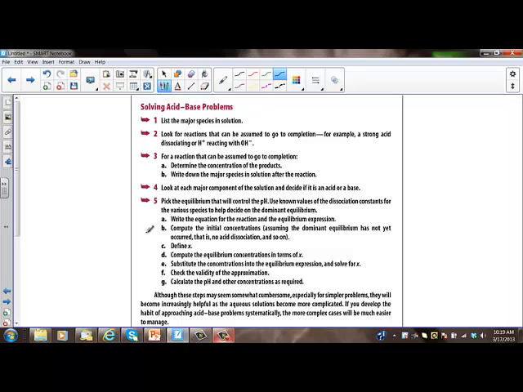Pick the equilibrium that will control the pH, use the known values of the dissociation constants, write the equation, use an ICE table, define X, determine X, and substitute the concentrations back into the equilibrium expression to solve for X, and then check for the validity of approximation. So that's the 5% rule that we did in the last unit. And then calculate pH and any other concentrations.